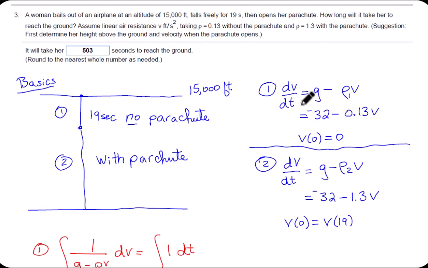So, my formula is g minus rho v. So let me put some minuses here because g we're just using as 32. All right, so minus 32 minus 0.13 v, my initial rho, for air resistance, and my initial velocity is 0. Okay, that's when we first bail out. And then when I solve this problem again, I've got a different proportionality for air resistance. My velocity at that time is going to be whatever the solution here is after the 19 seconds.